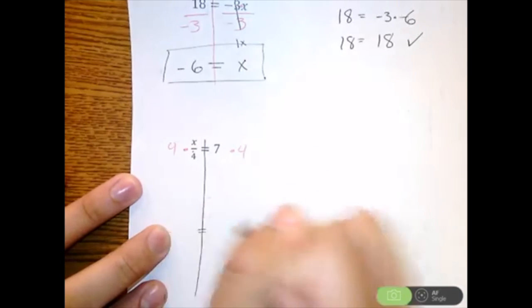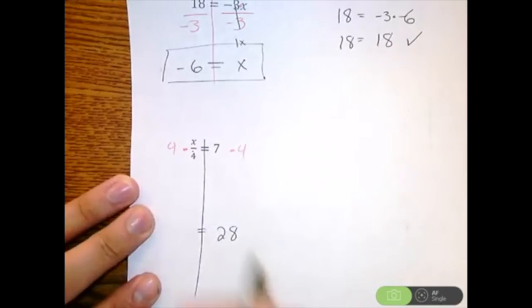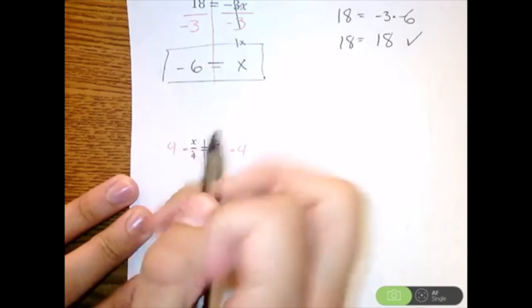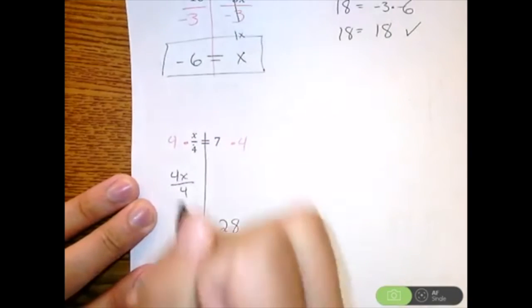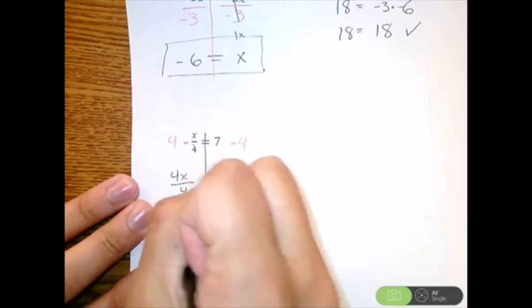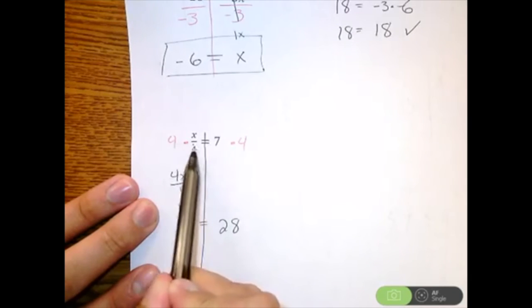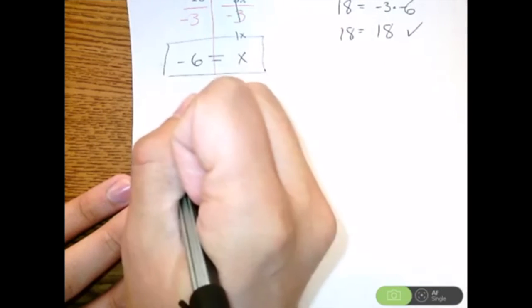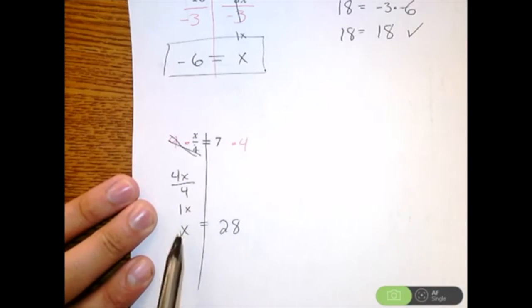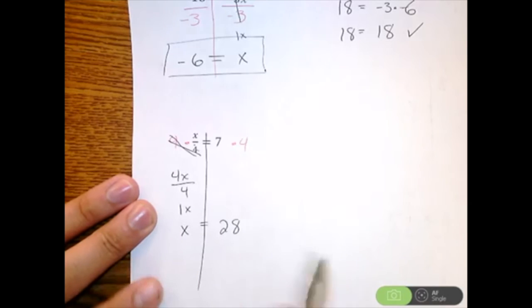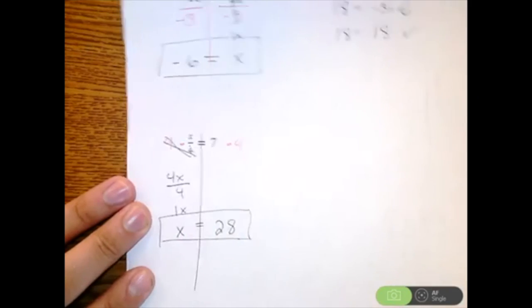Now on the right side, 7 times 4 is 28. I'm going to show you kind of what happens here on the left side. If you multiply 4 times x, you have a 4x divided by 4. And then 4 divided by 4 is 1x, which you really get x. A lot of students will use the word cancel, but really what's happening is these are going to divide to 1, so you just get a plain old x. So we get x equals 28.